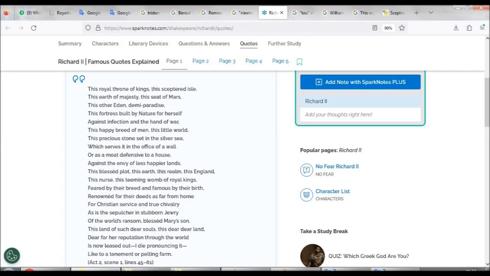This is the sepulchre in stubborn Jewry of the world's ransom, blessed Mary's Son, this land of such dear souls, this dear, dear land, dear for her reputation throughout the world, is now leased out, I die pronouncing it, like to a tenement or pelting farm. Act 2, Scene 1, lines 45 to 61.